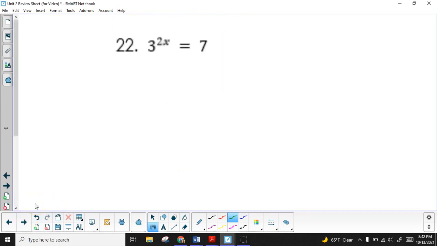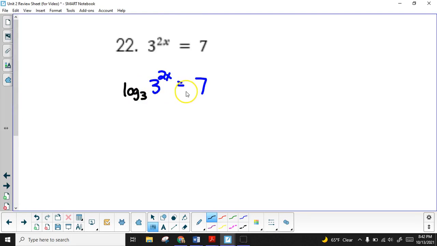Okay, number 22. 3 to the 2x equals 7. We have 2x in our exponent, so we need to get rid of this 3 that is the base of our exponent. So what do we want to do here? I'm just going to rewrite that with a little bit of space here. If we want to get rid of this 3 that's the base of our exponent, then the inverse of that is take the log base 3. We choose base 3 so that these will cancel out.